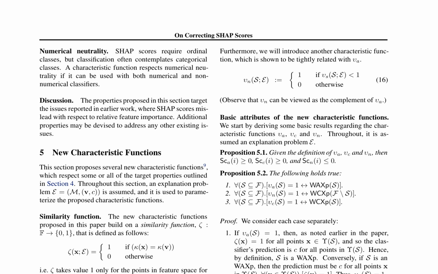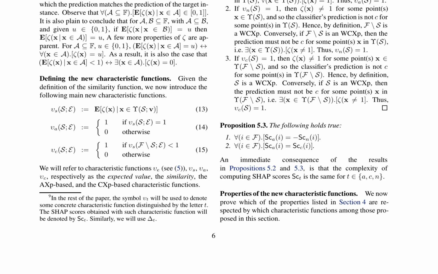These functions are designed to eliminate misleading information about relative feature importance and can be used in settings where classes are not ordinal. The authors also provide basic attributes of these new characteristic functions, including their relationships and the complexity of computing SHAP scores. They prove which of the proposed properties are respected by each characteristic function and discuss the implications for feature importance measurement.